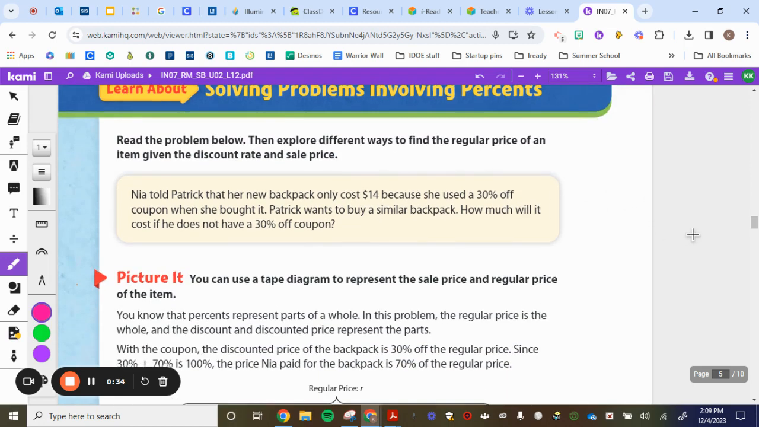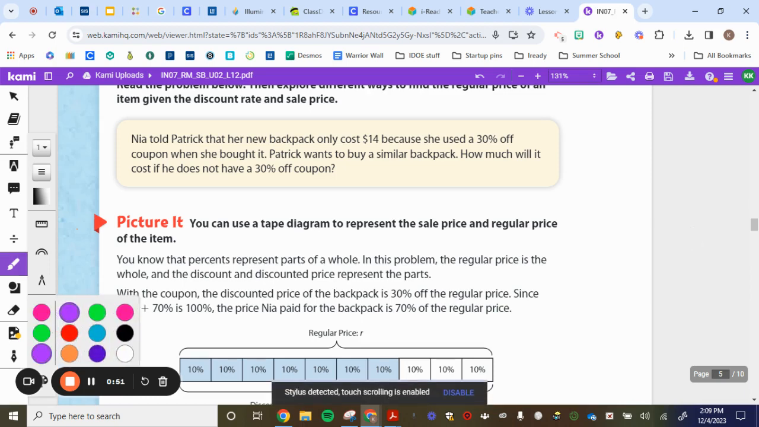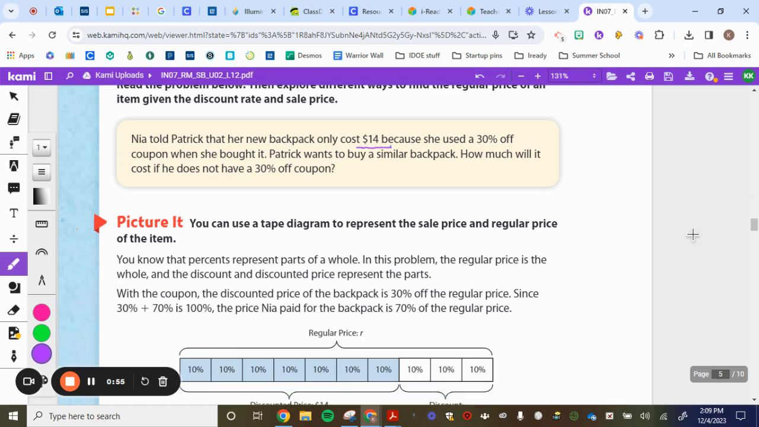So our question says, Nia told Patrick that her new backpack only cost $14 because she used a 30% off coupon when she bought it. Patrick wants to buy a similar backpack. How much will it cost if he does not have a 30% off coupon? So this one is different from what we talked about before because the $14 is the sale price.